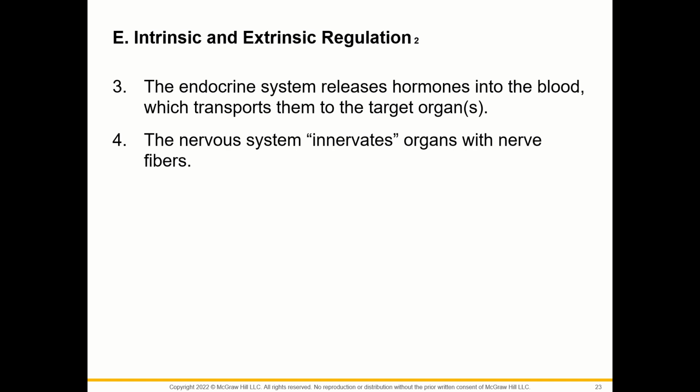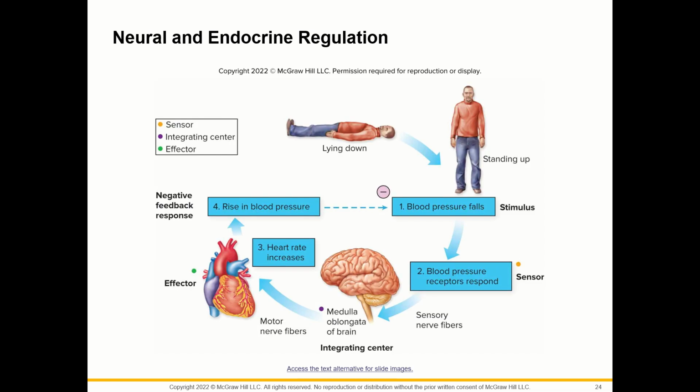The endocrine system releases hormones into the blood and transports them to the target organ. That's what the blood does, transports throughout the body. The nervous system will innervate organs with nerve fibers. Illustration 1.6 shows the negative feedback control of blood pressure.